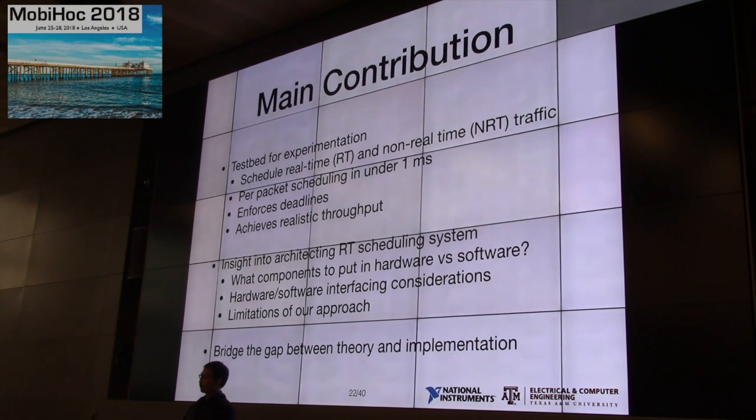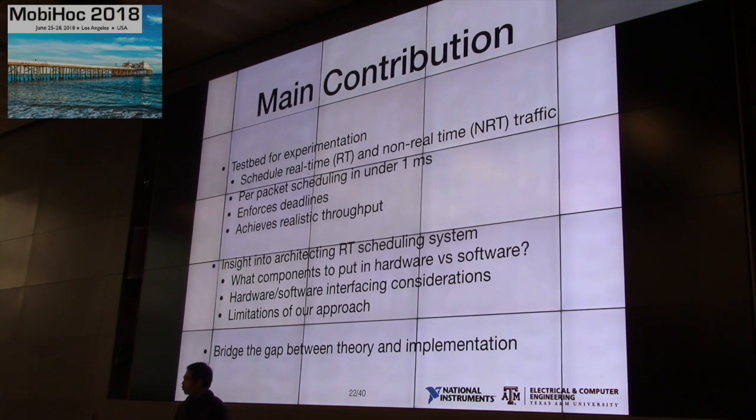A lot of this works for the policies that we developed. The decision to schedule the next packet depends on whether the previous packet's transmission was successful or not. And we do all this while enforcing deadlines, as in the previous talk. You don't want to waste network resources by transmitting packets whose deadline has already passed. And we also achieve realistic throughput in a real system, which in our case would be 20 to 30 megabits per second over a 20 megahertz bandwidth. And we can increase the bandwidth if you want more throughput.